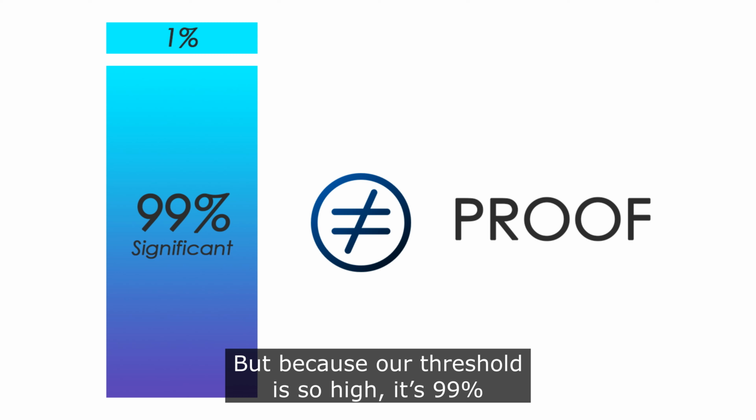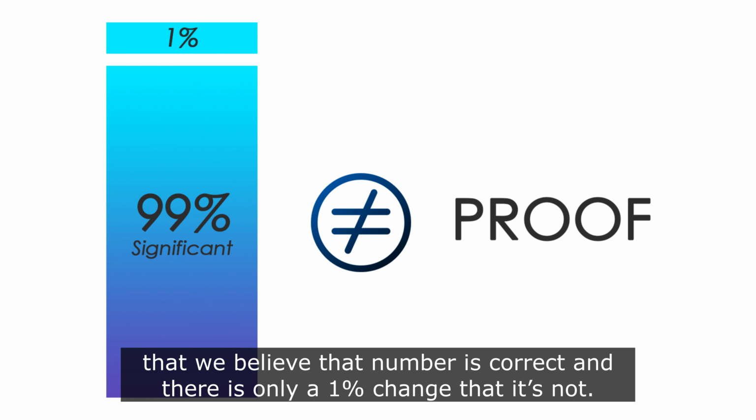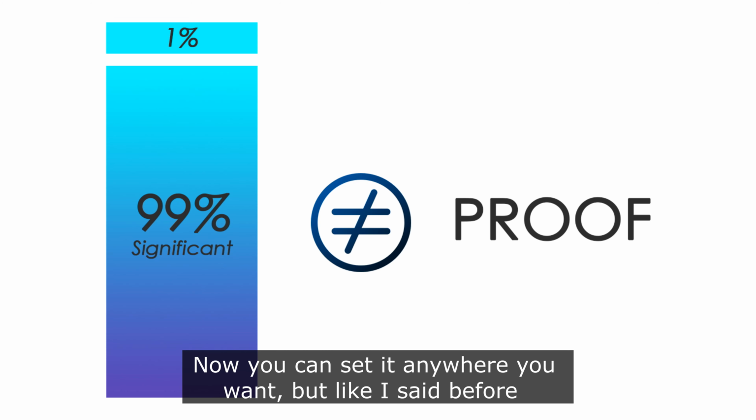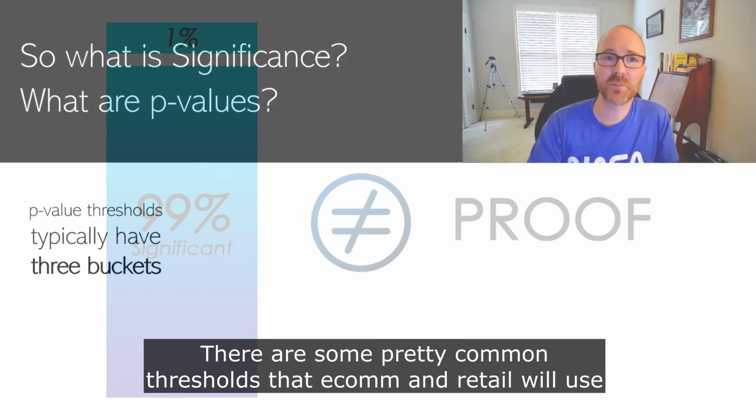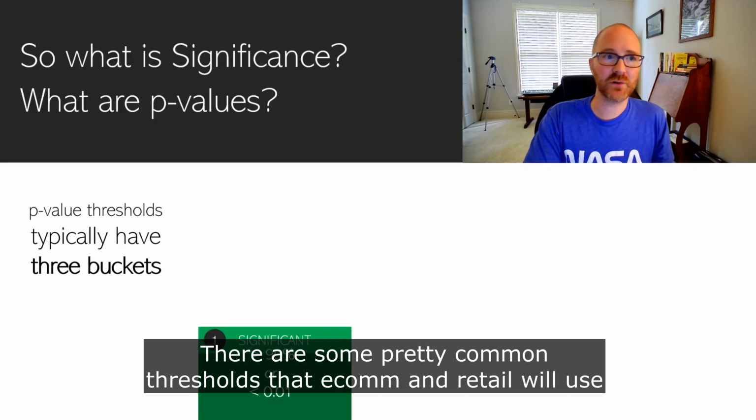But because our threshold is so high, at 99%, we're saying that's a high enough threshold where most of the data is conforming, so that we believe that number is correct, and there's only a 1% chance that it's not. Now you can set it anywhere you want, but like I said before, there are some pretty common thresholds that e-com and retail will use.